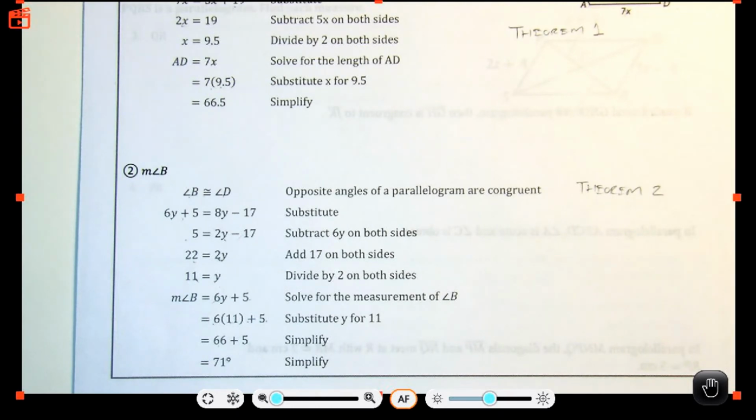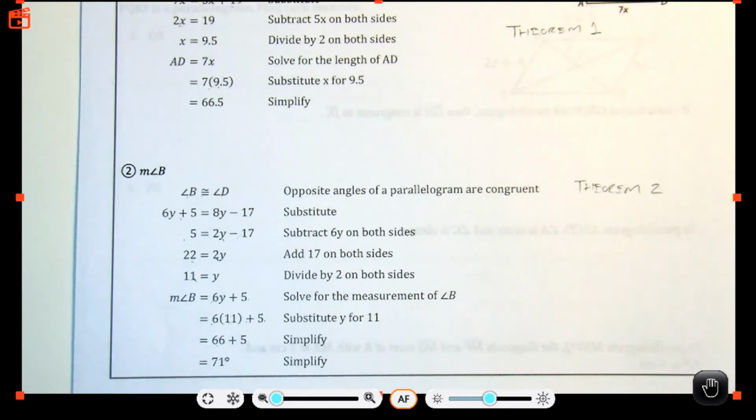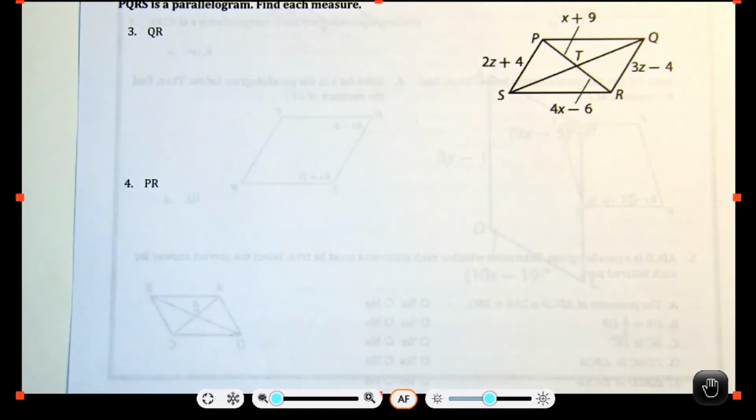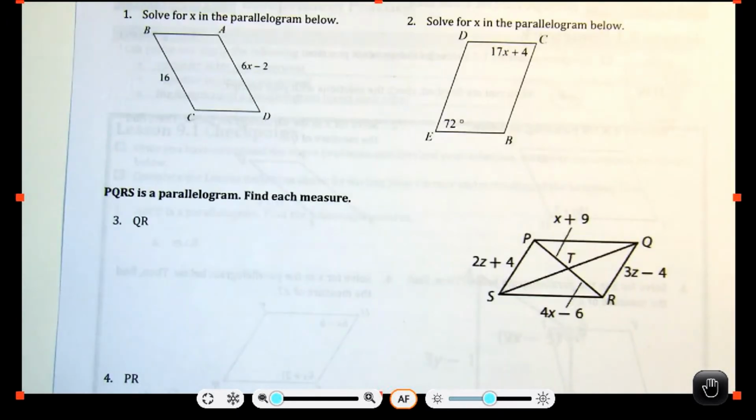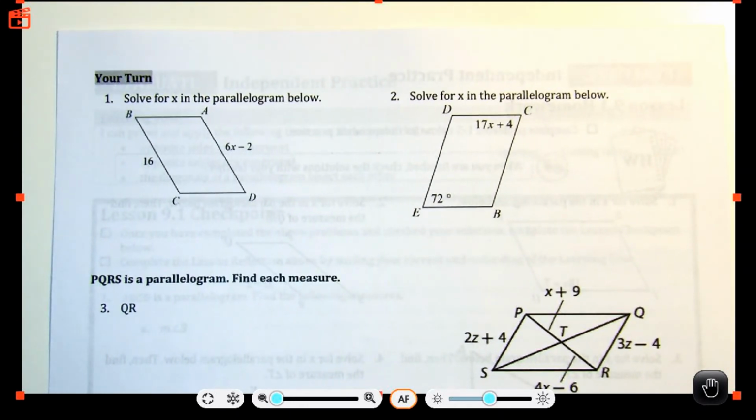Okay, so now you're going to try a couple problems, and we're going to actually work this together. Looking at problem number 1, we want to solve for x. We know this is a parallelogram.